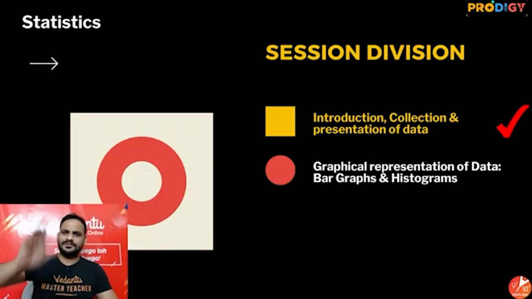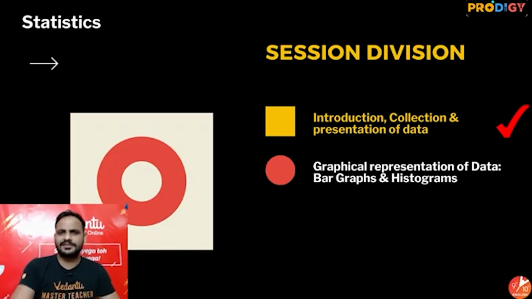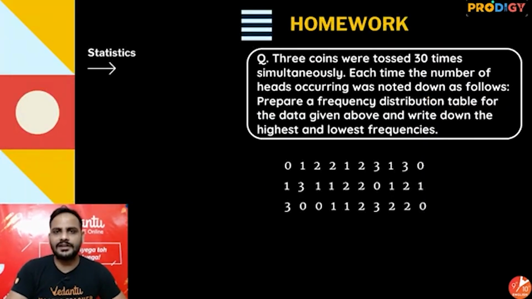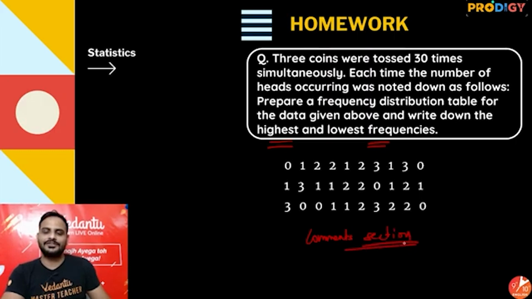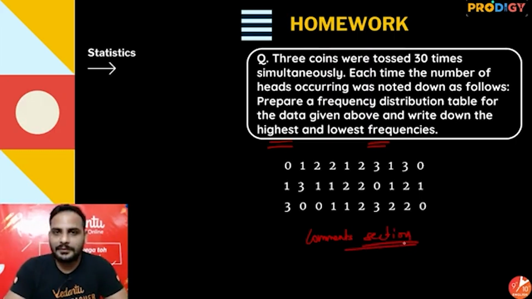Alright, so this is all in today's session, guys. The session is very easy. This chapter itself is very easy. Now this is a question I'm giving you for your homework. Tell me the highest and the lowest frequencies if you make this distribution table. Let me know what the answer will be in the comment section. Alright, okay children, and also draw the table as well.